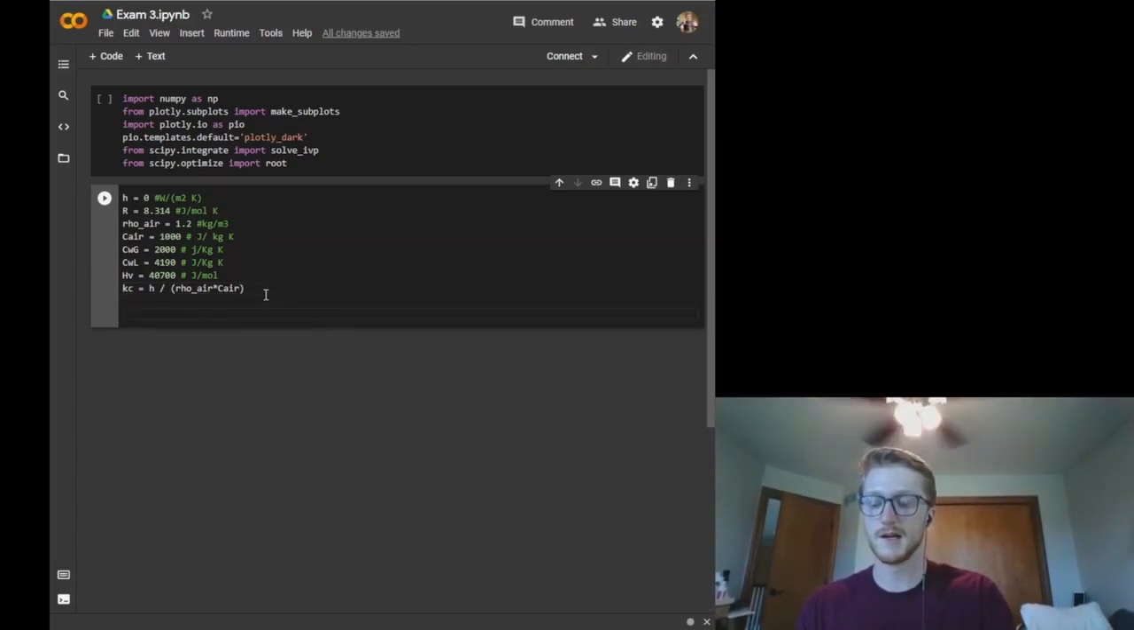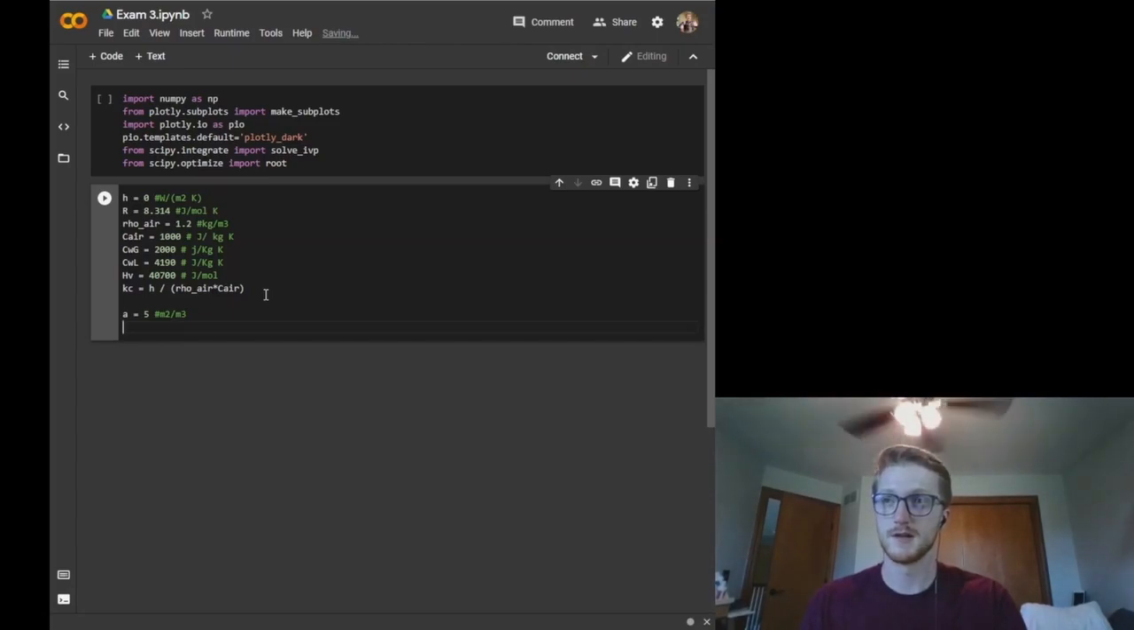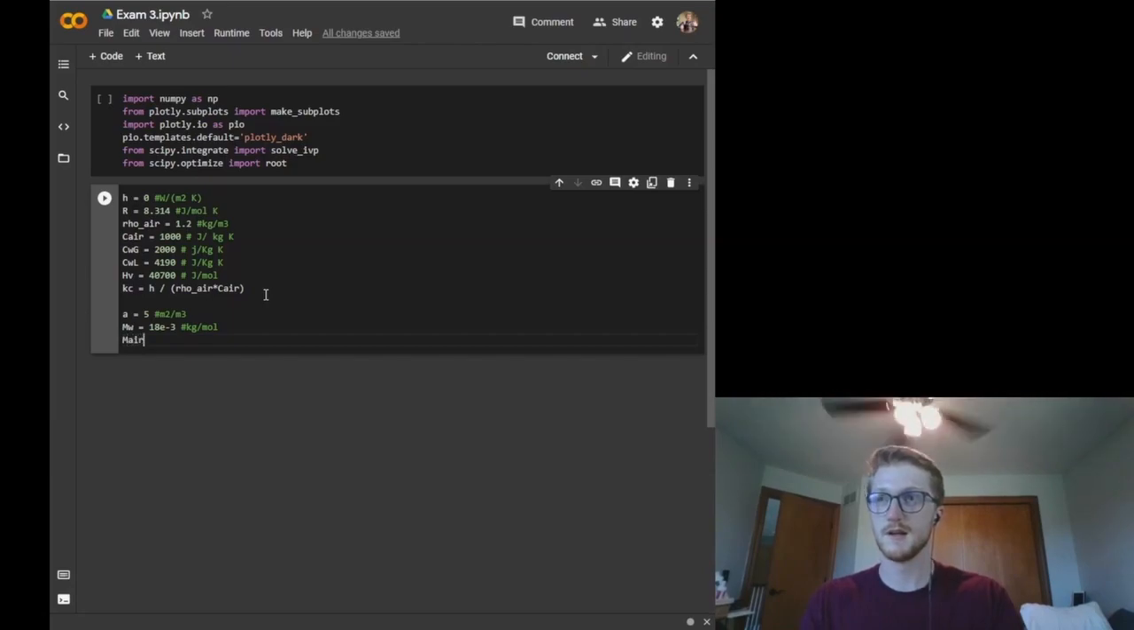And then from there, we have our packing with a specific area that's given to us as 5, and that's meters squared per meter cubed, so the specific area per volume. And then we are given our molecular weight of water equal to 18 grams per mole, but we want it in kilograms, so we'll say 18 e to the negative 3, kilograms per mole. Then we have our molecular weight of air, and that is 29, but we're going to put it in kilograms, so 29 e to the negative 3, also kilograms per mole.